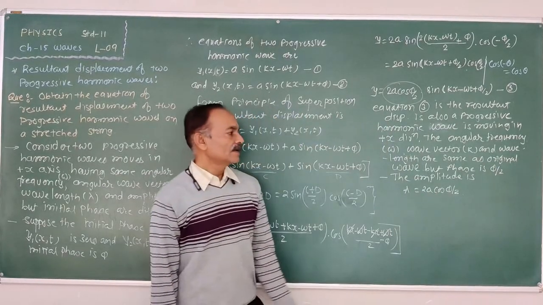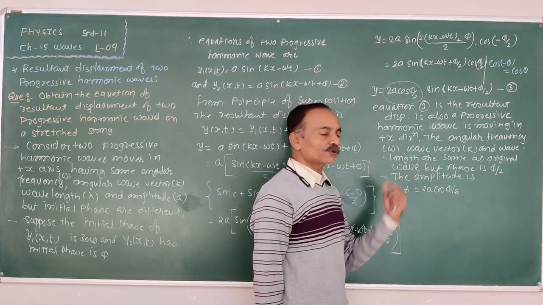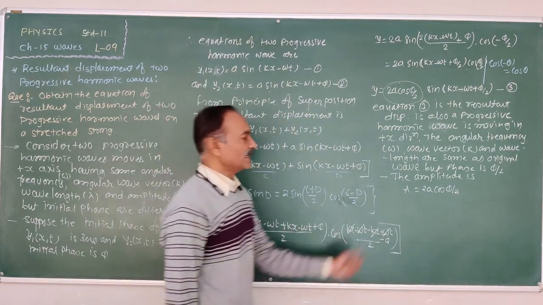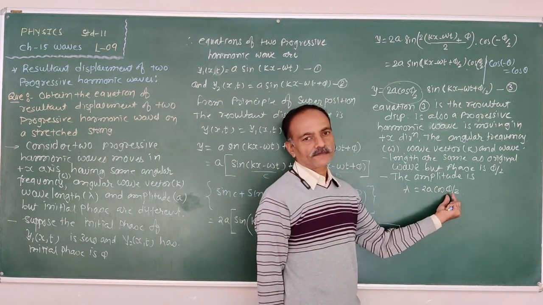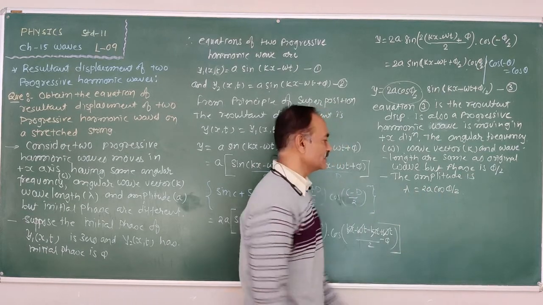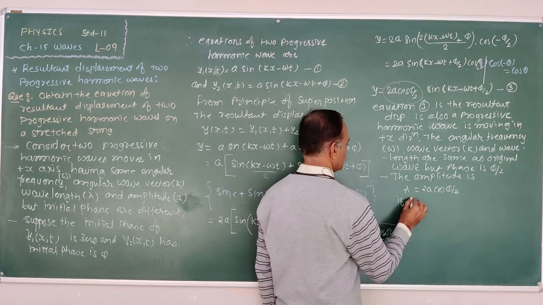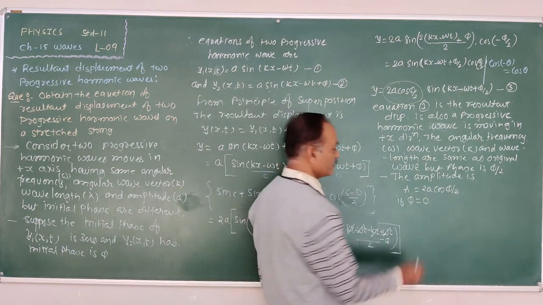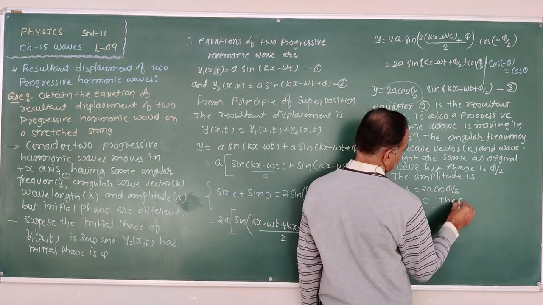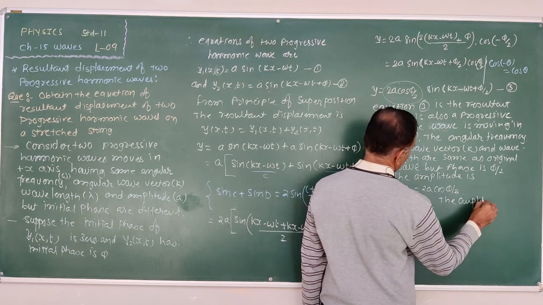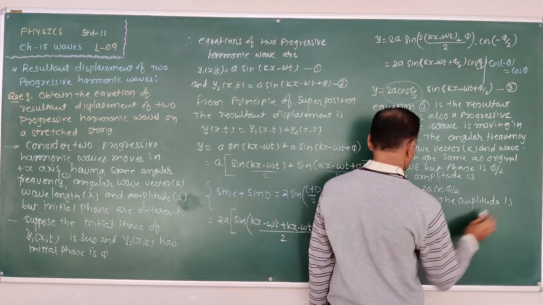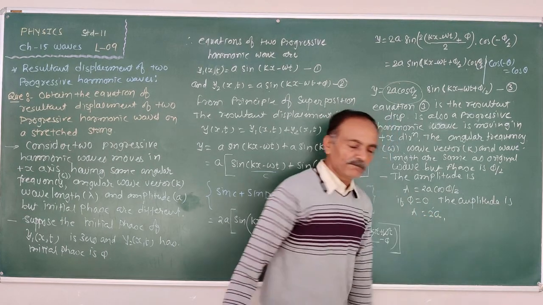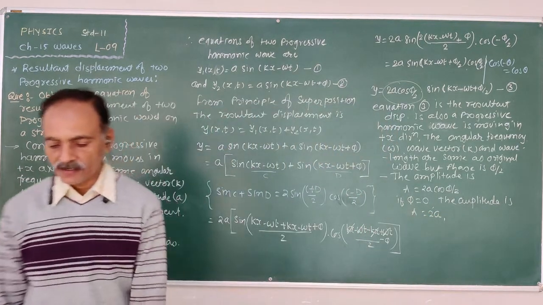Now here, the amplitude A is equal to 2A cos phi by 2. If the initial phase is 0, that is, if phi is equal to 0, the amplitude A is equal to 2A. That means the amplitude becomes double.